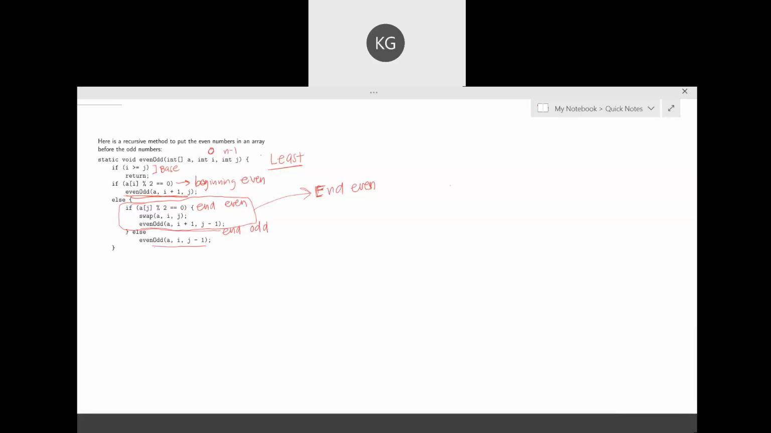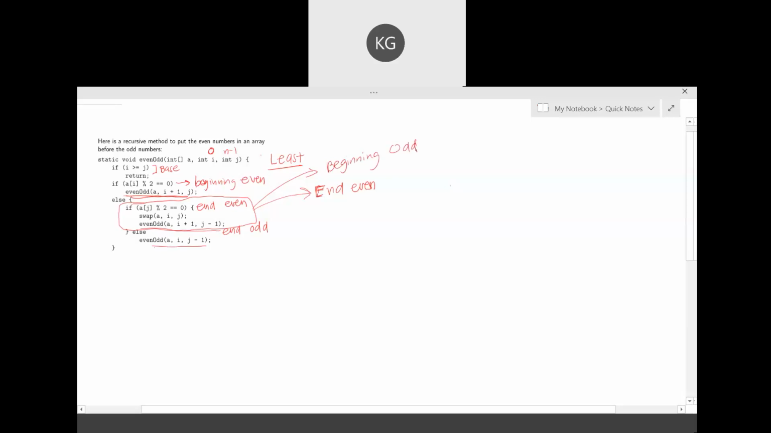Let's look at this. If we go to the else if statement, before we get to this else statement, we have this if statement, right? So if the if statement is true, then we're not going to be able to get to this else if statement. So we need the first if statement to be false. So what does that mean? Yeah, it needs to be odd, exactly. So for the least case to happen, the beginning would need to be odd, and the end would have to be even.